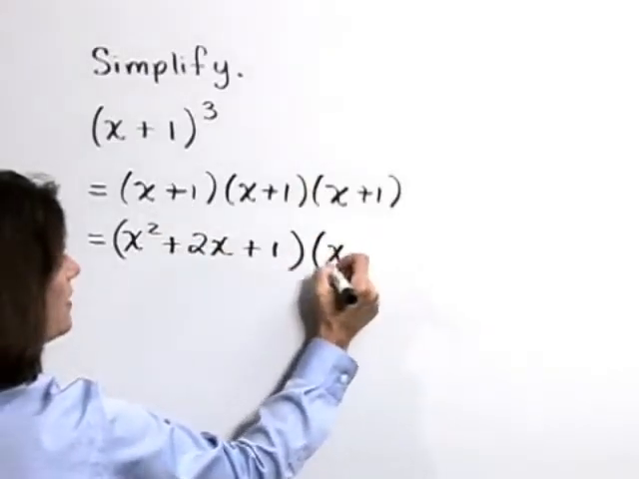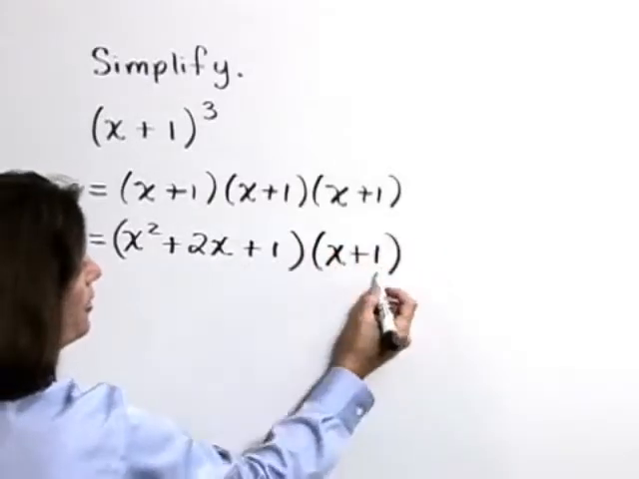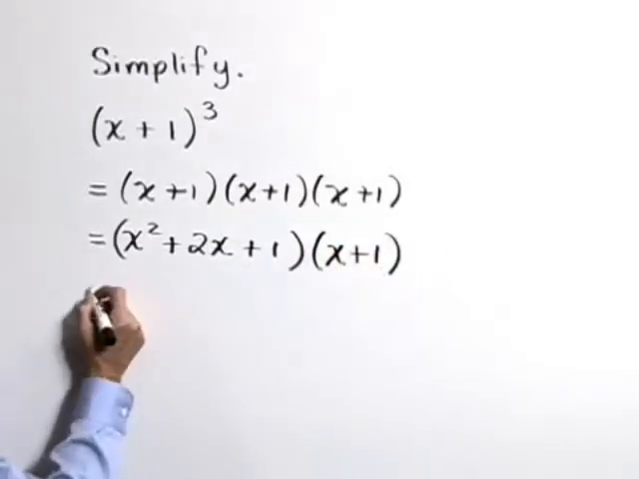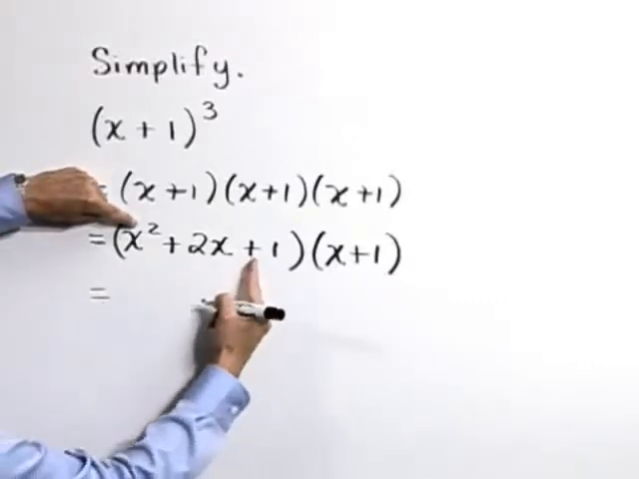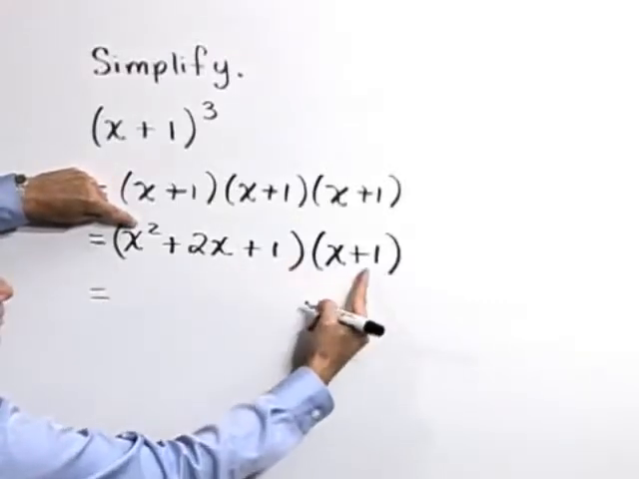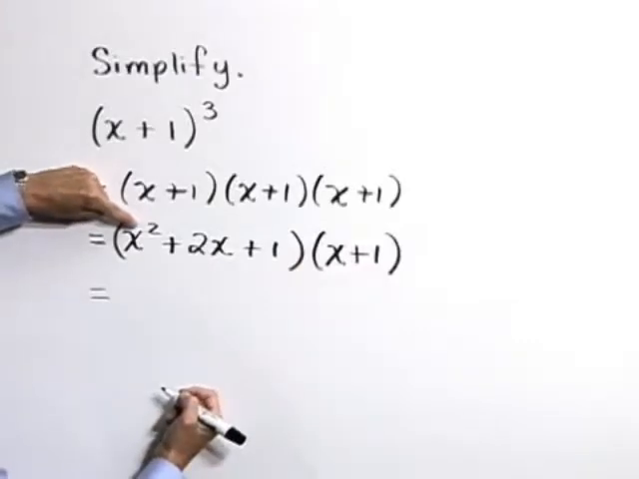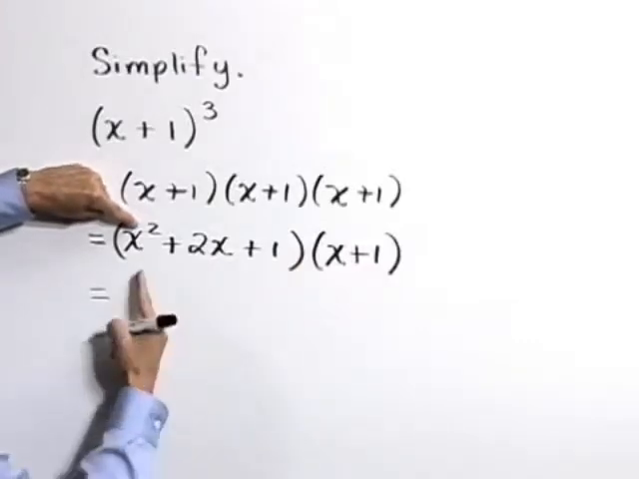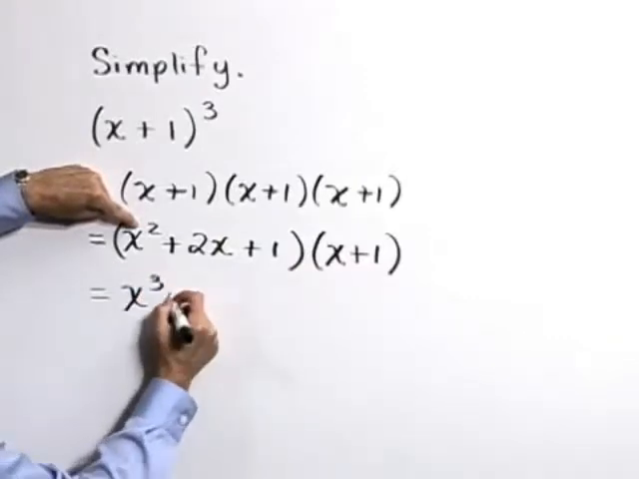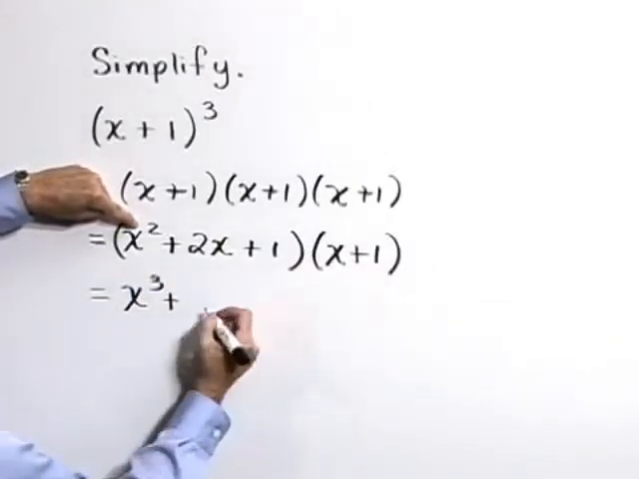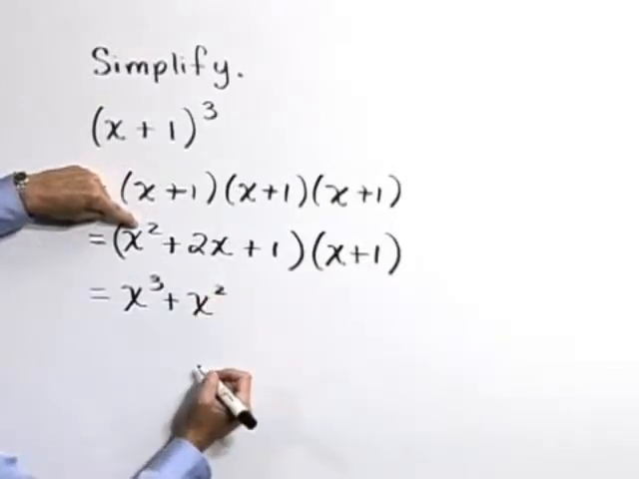Now we want to take that product times our third factor, (x + 1). So we're going to multiply each term of the first polynomial times each term of the second. Starting here with x squared. x squared times x is x to the third, plus x squared times 1 is x squared.